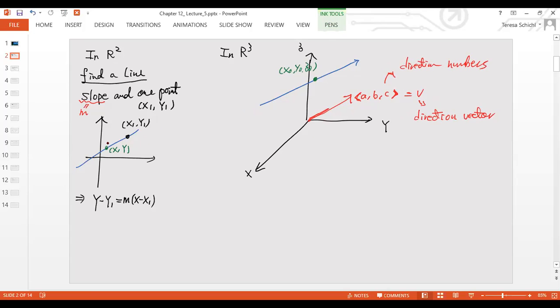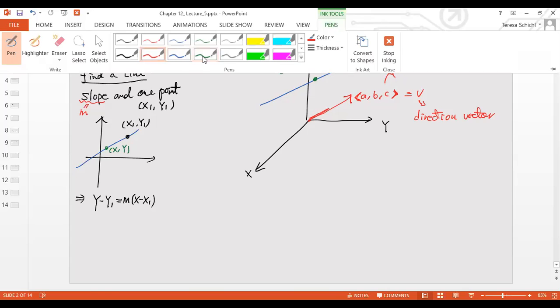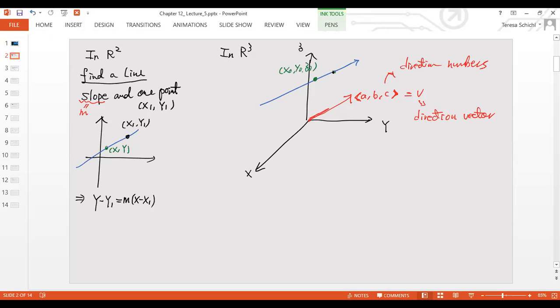Okay, so now let's do the same thing here. If you have any points on the lines here, right? So in general, if this is X, Y, Z, then in R2, how do I write it? It's y minus y1 equals m times x minus x1. Okay, so now let's see how I do this one here.